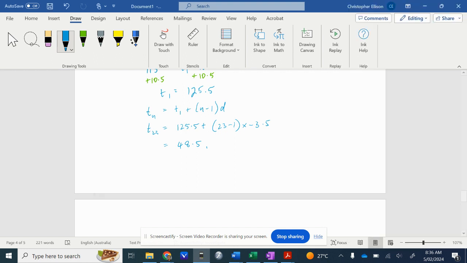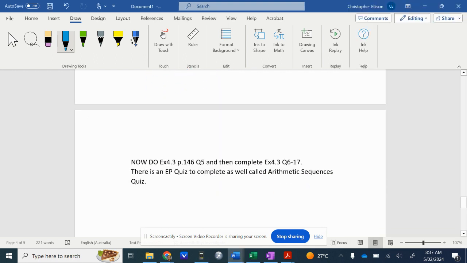Okay, so have a go now at doing question 5. There's more questions just like that, question 5. And then have a go at doing the rest of 4.3. And there's also an EP quiz for you to do on arithmetic sequences.